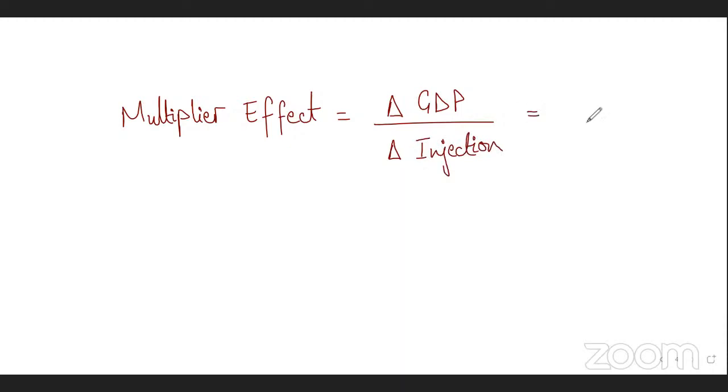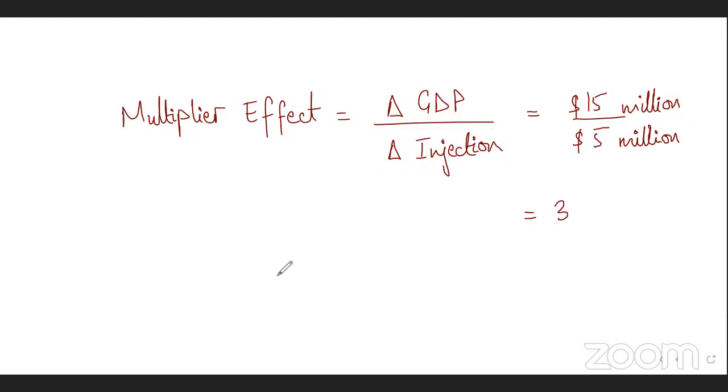Now looking at one example, let's say for a $5 million increase in investment, there is an overall $15 million increase in your GDP. How that happens, I'll tell you in a bit. Don't worry about it. I'll give you a real life example. So for a $5 million increase in injection, if there's a $15 million increase in GDP, that gives an overall value of how much? 15 divided by 5 gives you 3. So you will say that the multiplier effect, or multiplier coefficient, of this economy is 3.